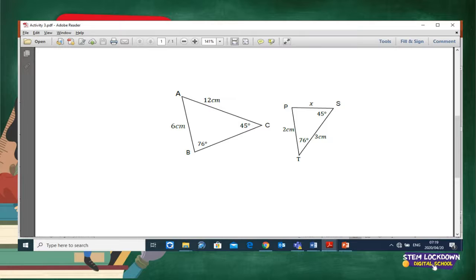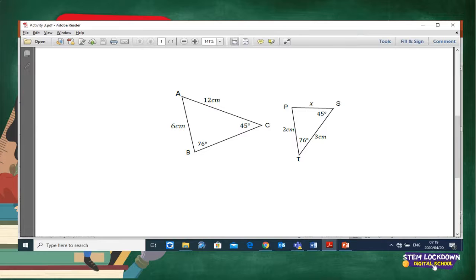Now, how do we find the missing side? You need to calculate the value now of PS, which is given now as X. And how are you going to find that value?